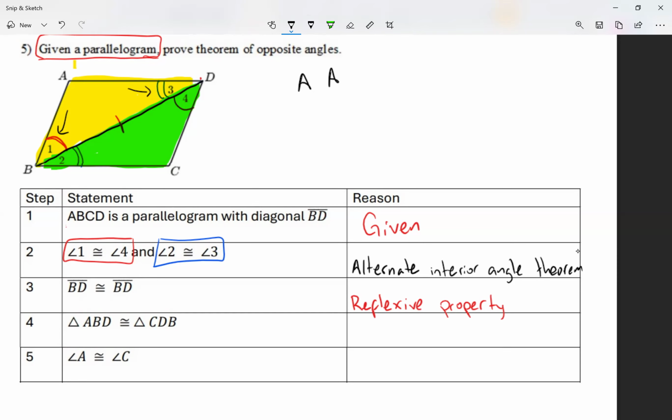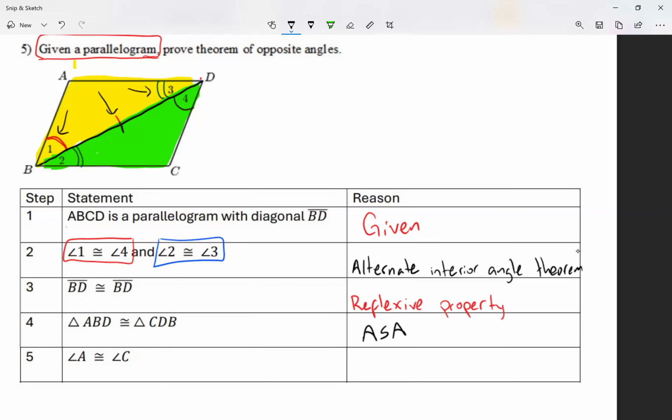In this case, is the side between the angles? Yes, it is, so I'm going to put the S in between. Is angle side angle a rule? Yeah, it is. I look at the green triangle, I see the same markings. So I'm going to say triangle ABD is congruent to triangle CDB because of angle side angle.